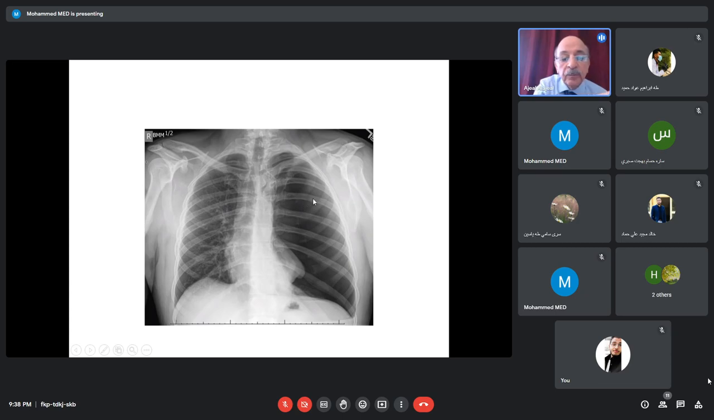The percussion note is resonant on the right side, and hyperresonant on the left side, yes, in the affected area. In auscultation, you will hear vesicular breathing on the right side, and complete absence of breath sounds on the left. The treatment here is either direct aspiration of the air by using a three-way valve and a needle, or by inserting a chest tube. Next slide, please.